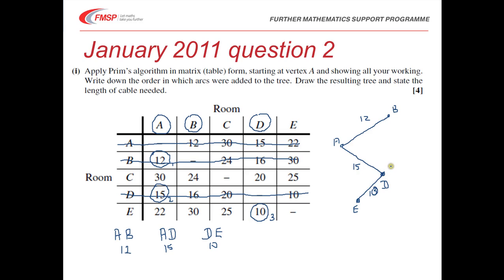And now we are at E, so I can circle that column, cross out E, but of course we know that we want to bring in C. So we want the shortest way of bringing in C, which will of course be this one. So that's my 4th arc. So that is DC, and it has length 20. So I'll just put that on there.